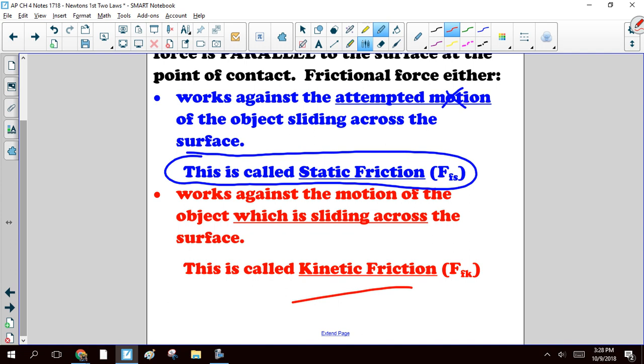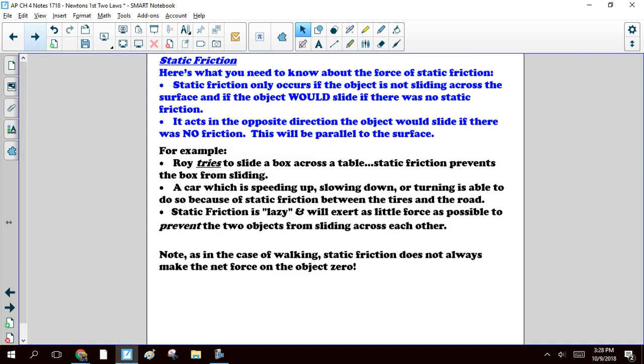Okay? So two types of friction. Static friction tries to prevent the two objects from sliding across each other. If it is already sliding, then we call it kinetic friction. Okay? So static friction, here's what you need to know. First of all, static friction only occurs if the object is not sliding, but it would slide if there wasn't static friction. Okay? It always acts in the opposite direction the object would slide if there's no friction, and it will be parallel to the surface.